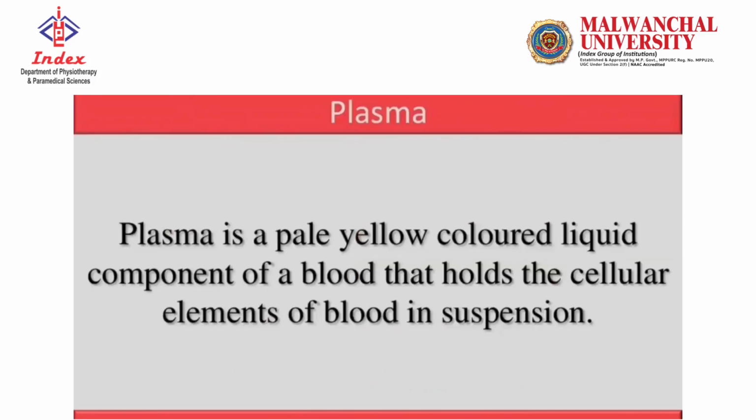Plasma. Now we'll discuss plasma. Definition of plasma: plasma is a pale yellow colored liquid component of blood that holds the cellular elements of blood in suspension. Of the total blood volume, 45% is the cellular part and 55% is the plasma part.